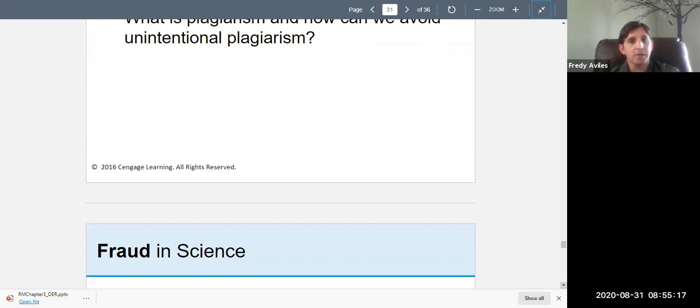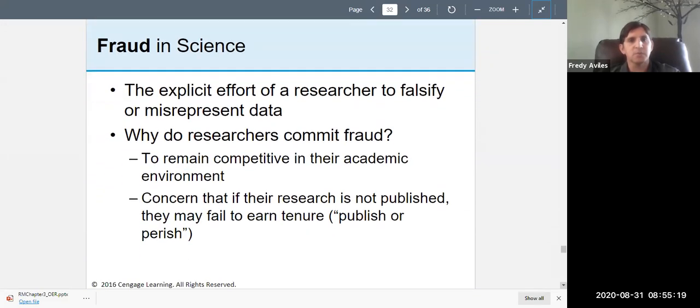Okay, fraud in science. First of all, what is fraud? Fraud is the explicit effort of a researcher to falsify or misrepresent data, where they willingly basically fake the numbers or write up the report in a way that is not accurate. That is considered fraud. Okay, why would researchers do that? Why would they commit fraud?